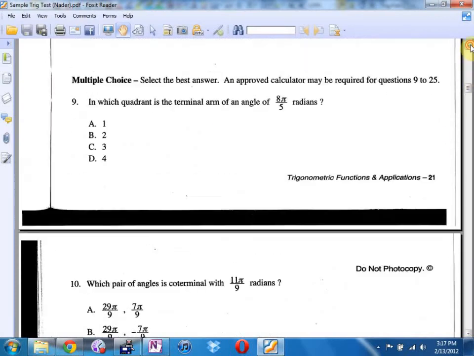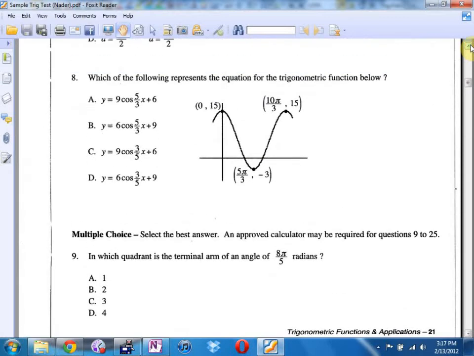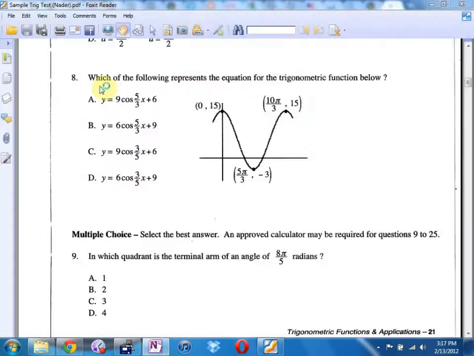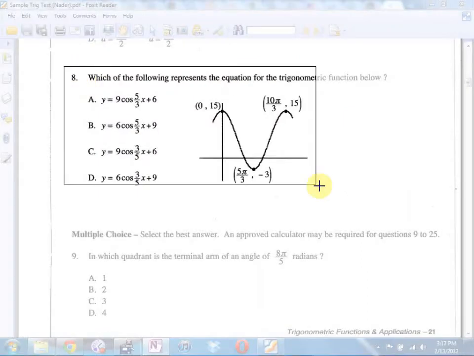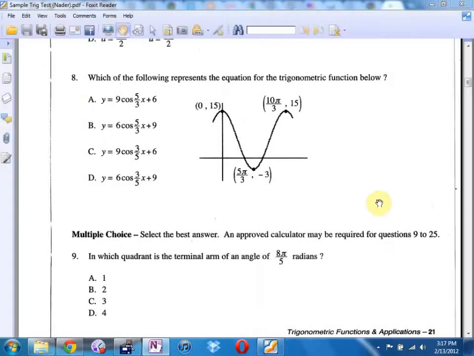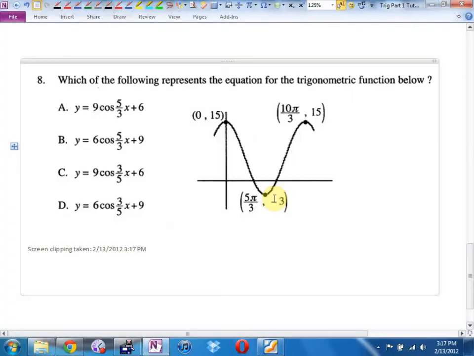Alex, sure can. Are we okay on number 9, I hope? Finding the quadrant, you could sketch it and find the right quadrant, right? Number 8. Now, I'll probably ask you to recognize a graph. I'll definitely ask you to graph something like in the most recent quiz.